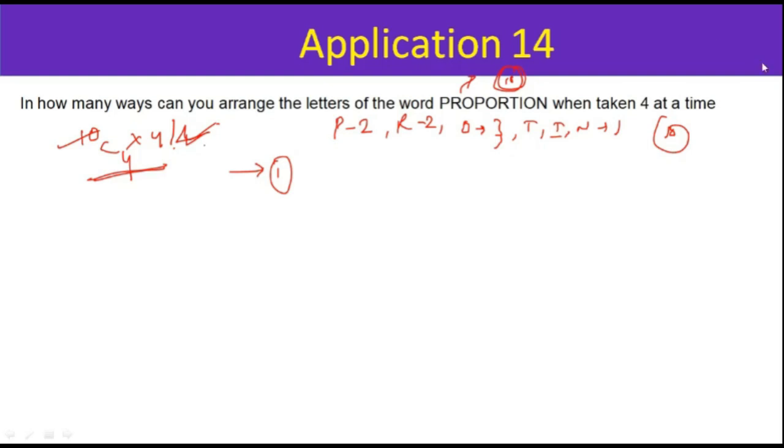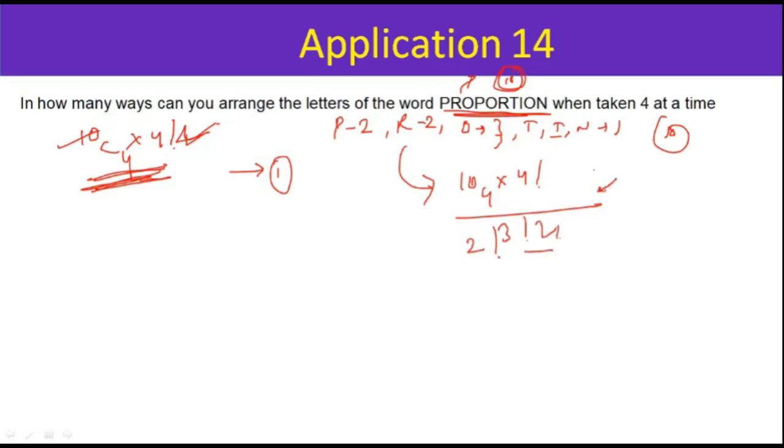Wait. See, 10C4 into 4 factorial was a different question, right? When all the letters were different. Here, some of the letters are same. So, what are you saying? What do we do now? I have just divided this expression by 2 factorial, 2 factorial, and 3 factorial. But why? What is this? Like P is repeated 2 times, R is repeated 2 times, like that. So, Sir, I have tried to compute like this.